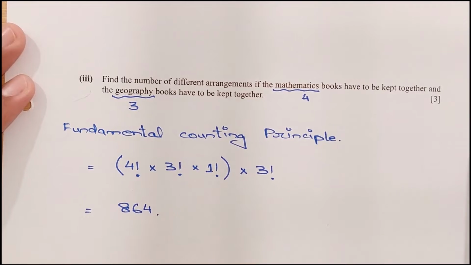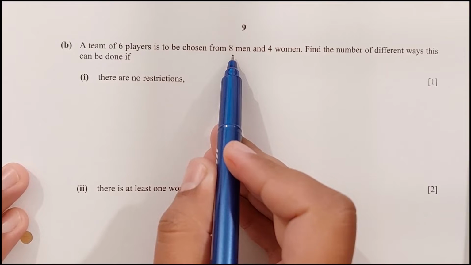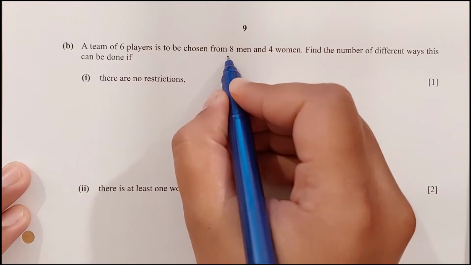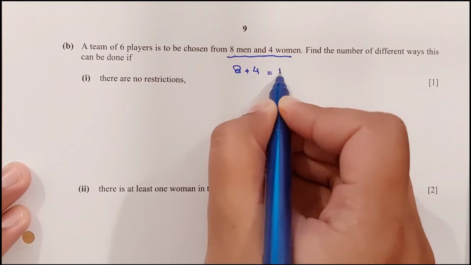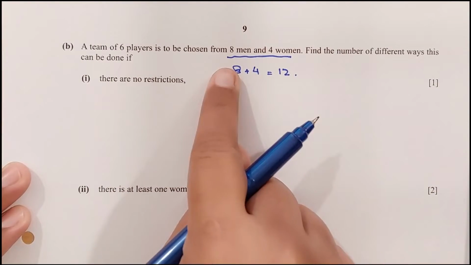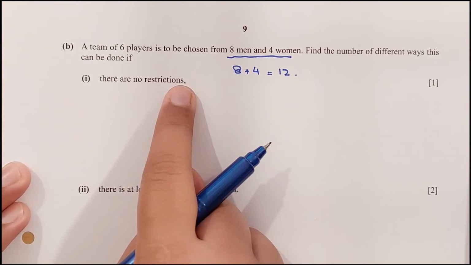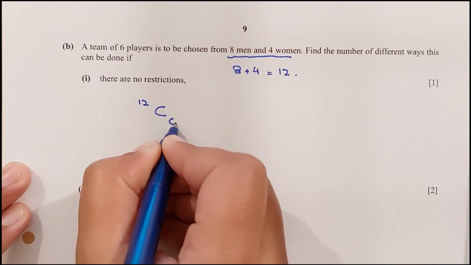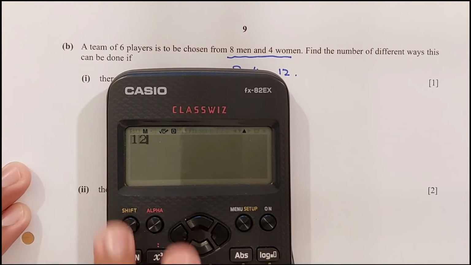864, right? Now for part B, a team of 6 players is to be chosen from 8 men and 4 women. Find the number of different ways this can be done. First we need the total of the men and the women: 8 plus 4 equals 12. From the 12 players, we have to make a team of 6. Number 1, if there is no restriction, we choose 6 out of 12, so 12C6. This is 924 ways.